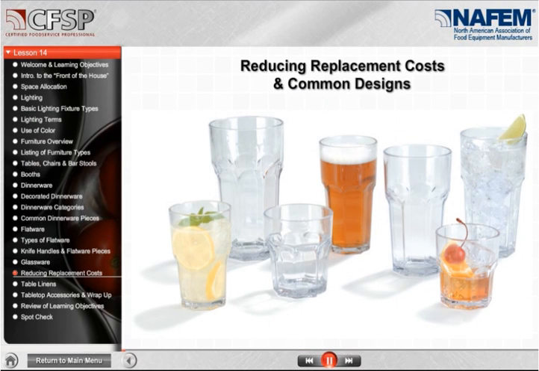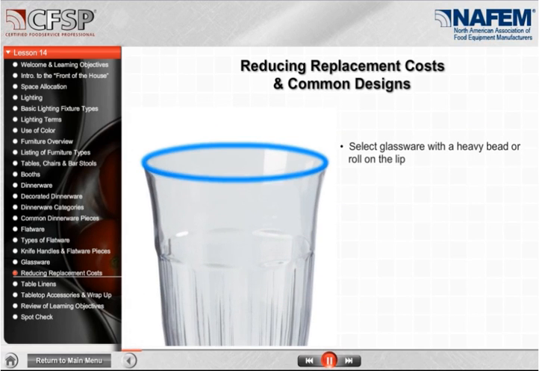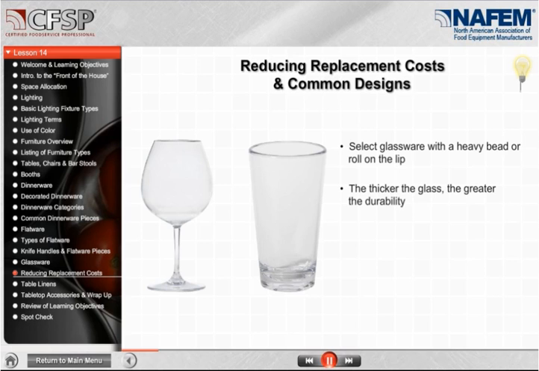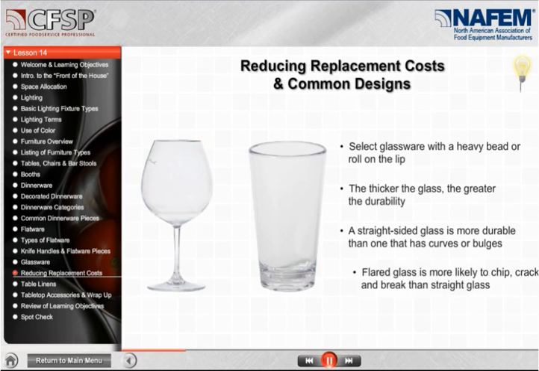General rules for reducing replacement costs include selecting glassware with a heavy bead or roll on the lip. This provides reduced chipping. The thicker the glass, the greater the durability. A straight-sided glass is more durable than one that has curves or bulges. Flared glass is more likely to chip, crack, and break than straight glass.